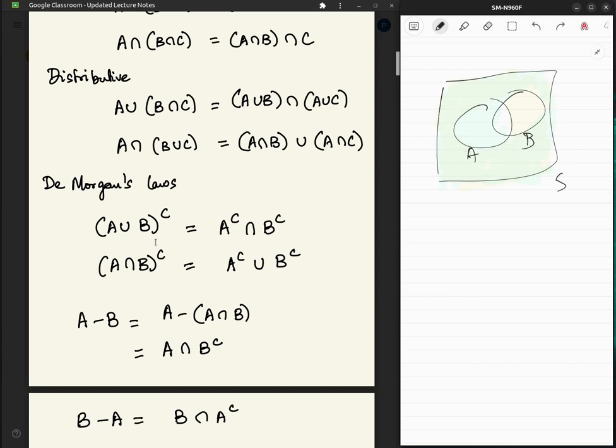Okay. I don't want any of that. Delete this, delete everything. Okay. And A intersection B complement. So A intersection B is just this thing. That complement would be everything else, like all of this. Right? Okay. That's equal to A complement union B complement.